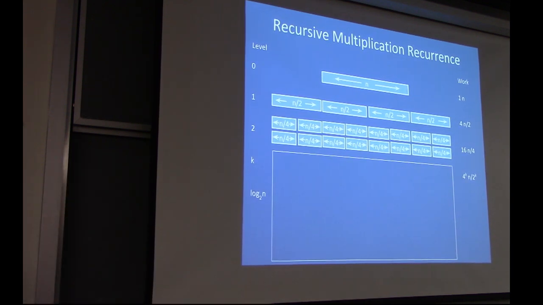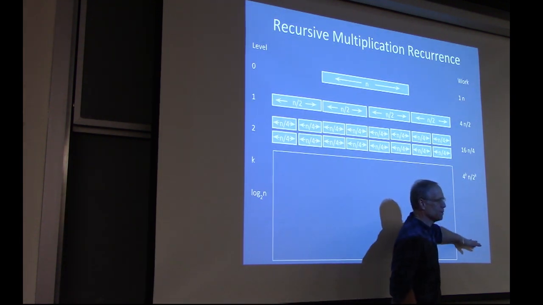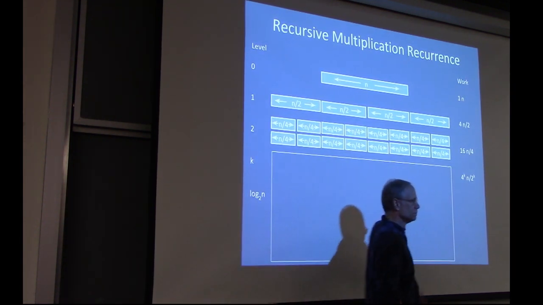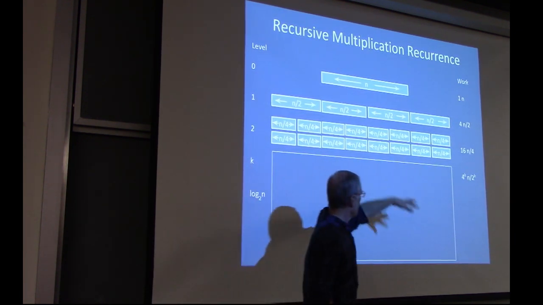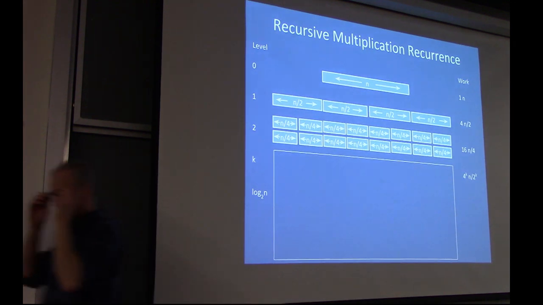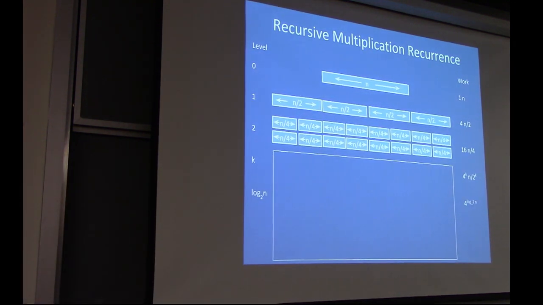Constant? Each one is constant, but how many base cases are there? How many times do we reach the base case over the life of the entire algorithm? 4 to the k. Well, if we plug log 2n into this, that would tell you how many base cases there are, right? Because this is the lowest level. So if we plug that in for k, we'll get the number of base cases. So 4 to the log base 2 of n.